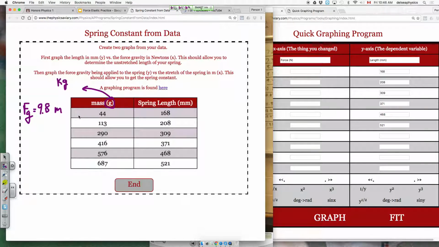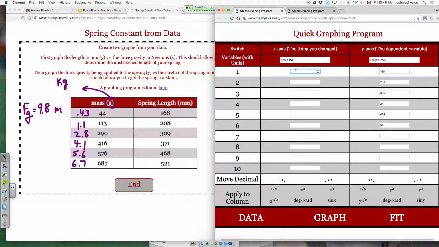When you do this, you'll get a value of 0.43 newtons. You'll get 1.1 newtons. You'll get 2.8 newtons. You'll get 4.1 newtons. 5.6. And finally 6.7. Okay, once you have your forces and your spring lengths, you just want to graph them.